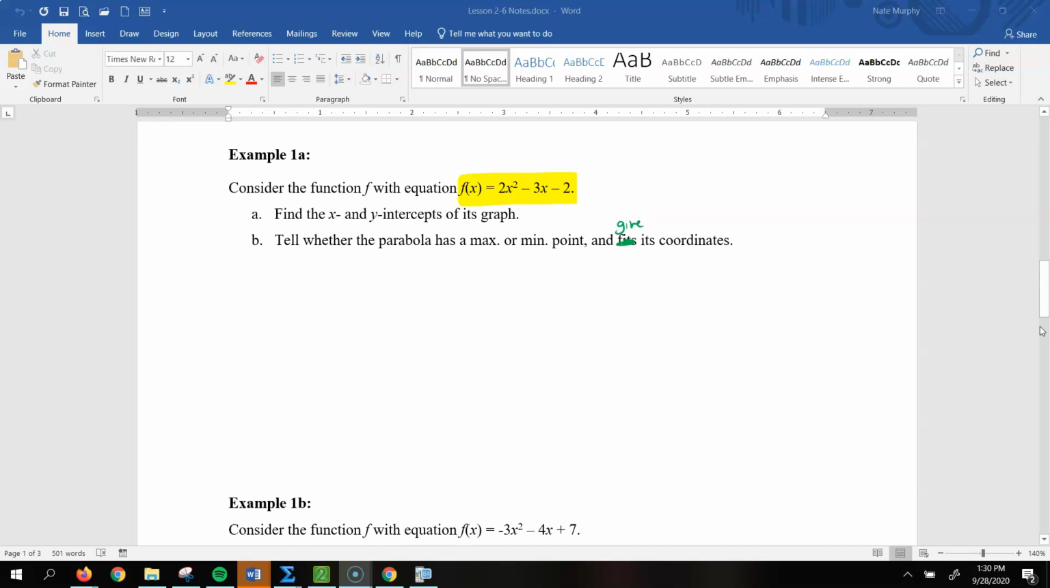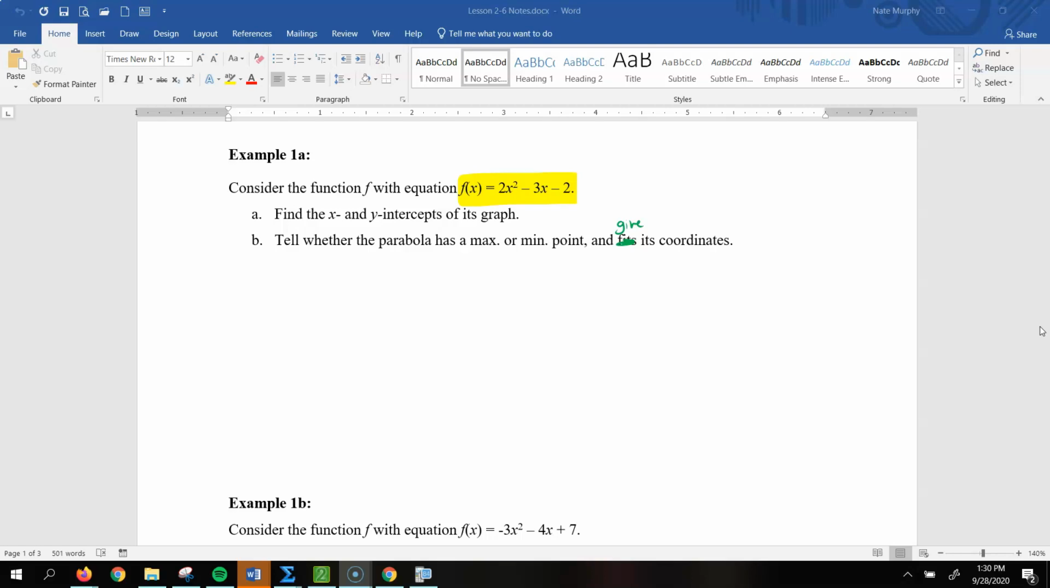Alright, so let's look at this example. Here they give us this equation, 2x squared minus 3x minus 2. We want to find the x and y intercepts of the graph in part A, and then in part B we're going to tell whether the parabola has a maximum or minimum point and give its coordinates. In other words, we're finding the vertex.